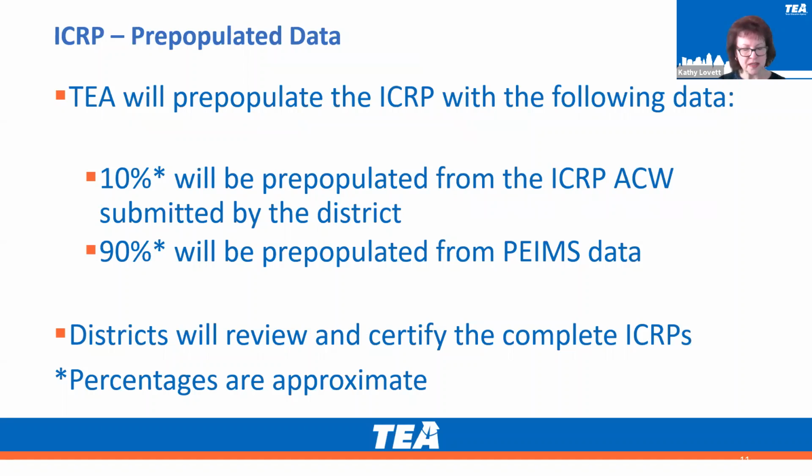And the final step is ICRP certification. So the ICRP will be pre-populated by two different data sets. For every LEA that submits the ACW, TEA will pre-populate the ICRP. And keep in mind that these percentages are approximate. 10% of the data will come from your additional cost workbook, or the ACW, and 90% will come from PIEMS data that we pull directly from PIEMS.